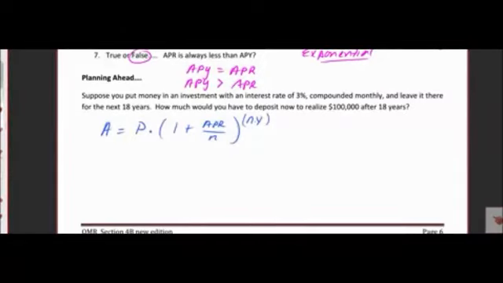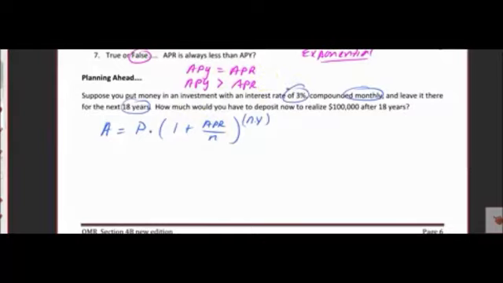Did they give me a value for Y? Let's see, number of years, check. I've got 18 for Y. Did they give me a value of N, which means how many times a year I'm going to compound it? Yep, I've got a value of N. It's 12. Did they give me a value of APR, the annual percentage rate? Yep, I got a percentage rate of 3%.